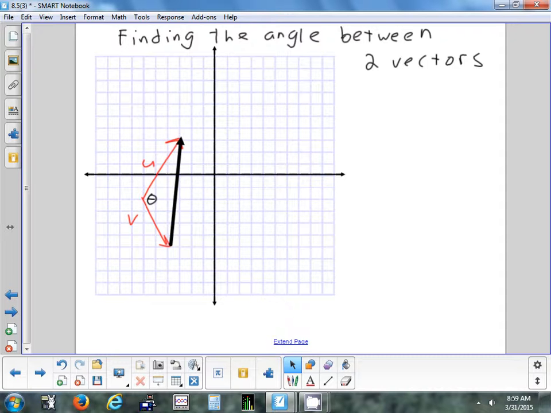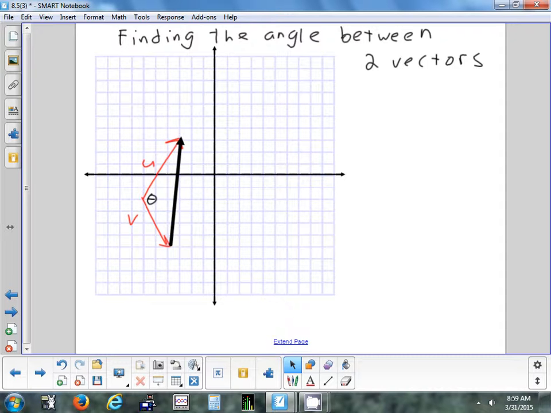Until I have a label for each side, and this is going to be side-angle-side, so we're going to use the Law of Cosines to do it. But that's a good thought. We just need a label for that side in black first. How could you combine u and v and get what's in black?